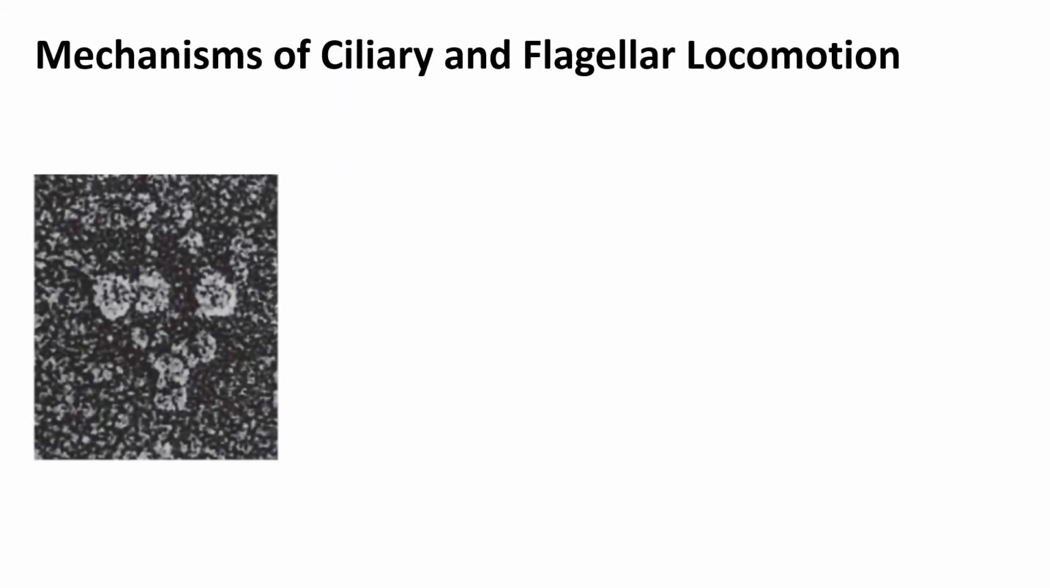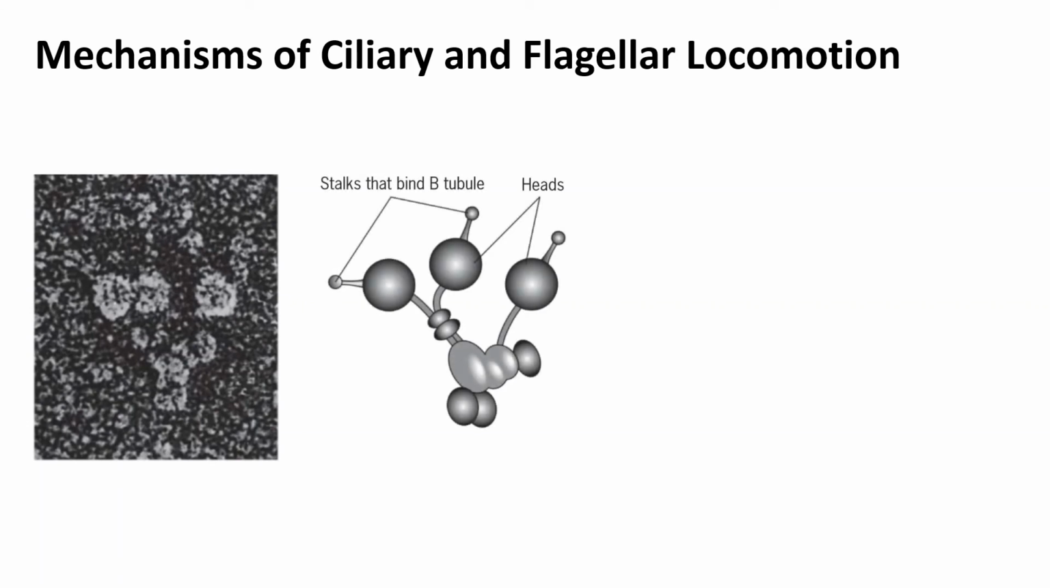So how do flagella and cilia move? Well, it has something to do with a motor protein that we call the flagellar or ciliary-related dyneins. This is as opposed to the cytoplasmic dyneins. If you remember, the cytoplasmic dyneins are in the cytoplasm, and these are the flagellar and ciliary-related dyneins.